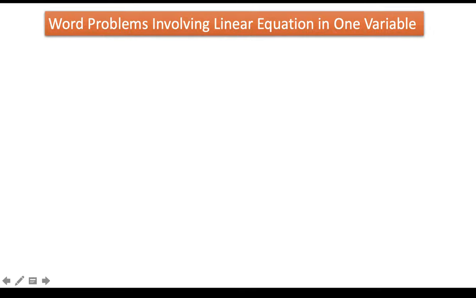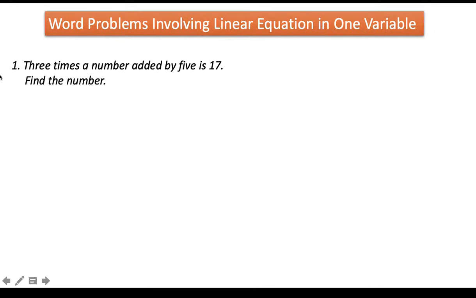Word problems involving linear equation in one variable. Given: 3 times a number added by 5 is 17. Find the number. In dealing with this kind of word problems, first, we're going to represent a variable for an unknown number. Next, we're going to translate a verbal sentence into a mathematical sentence.